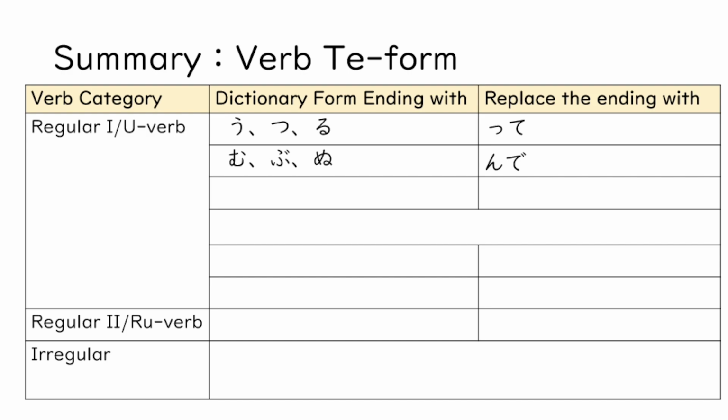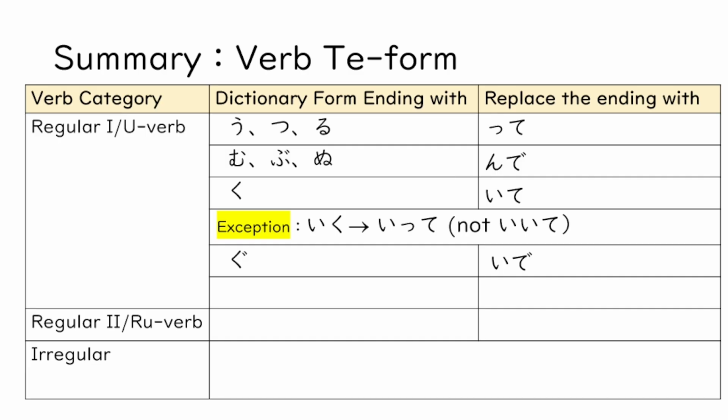When the ending is ku, replace with ite. But there is an exception. Iku, meaning to go, changes into itte. When the ending is gu, replace with ide. When the ending is su, replace it with shite.